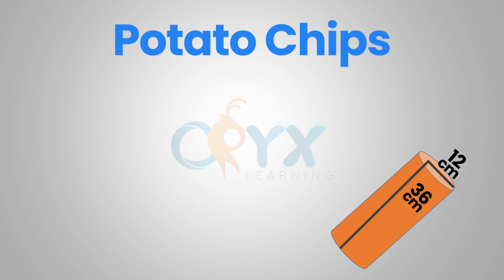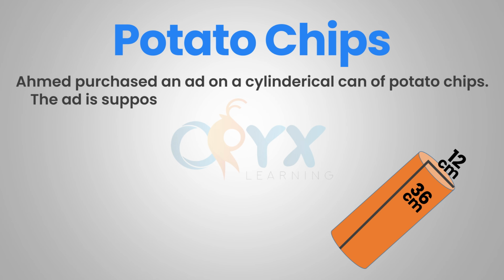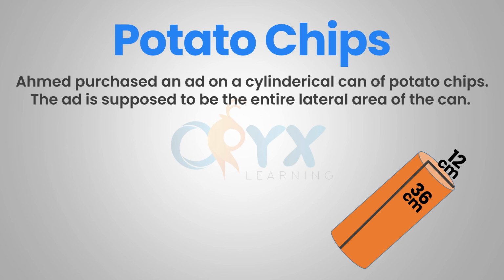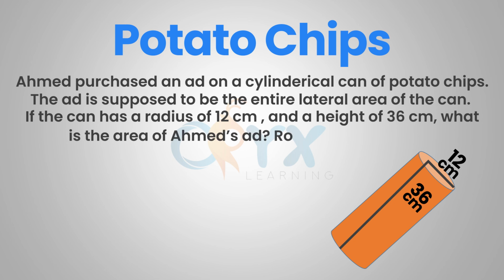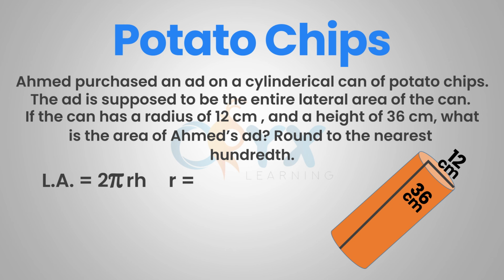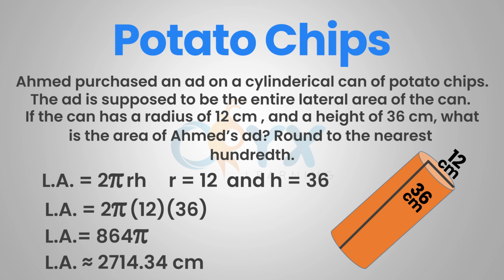Now back to Ahmed and his potato chips. Ahmed purchased an ad on a cylindrical can of potato chips. The ad is supposed to be the entire lateral area of the can. If the can has a radius of 12 centimeters and a height of 36 centimeters, what is the area of Ahmed's ad? Round to the nearest hundredth. Our lateral area is 2 pi rh, and we know that the radius is 12 and the height is 36. Substituting in those values, we get the lateral area is 2 pi times 12 times 36. Simplifying, this gives me a lateral area of 864 pi. So the lateral area is approximately 2,714.34 centimeters squared.